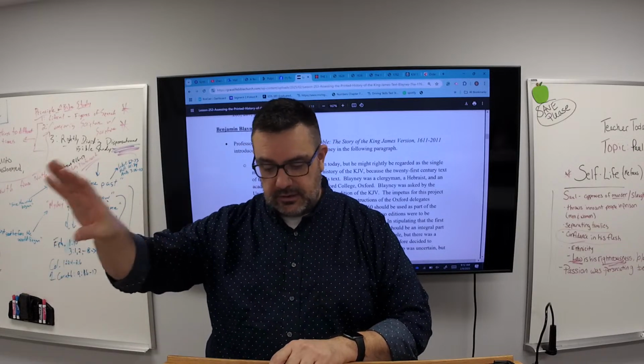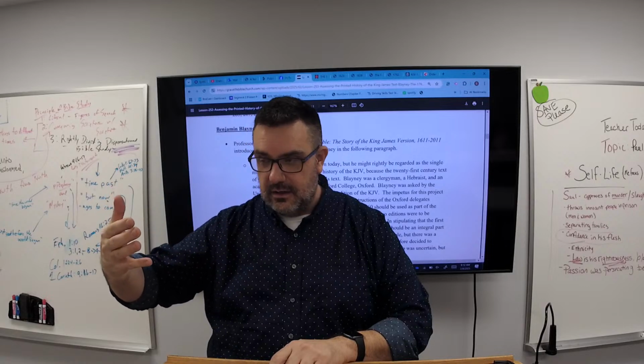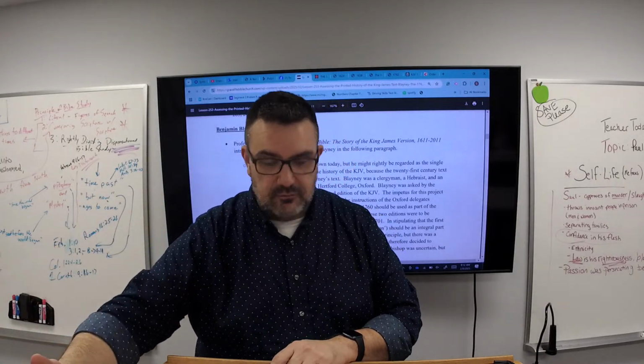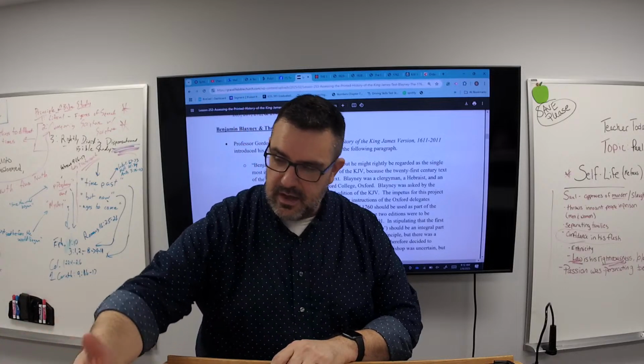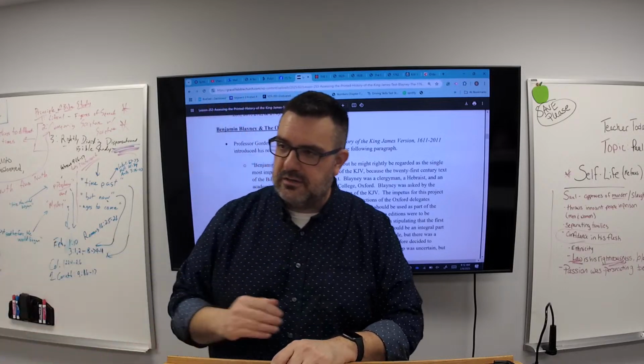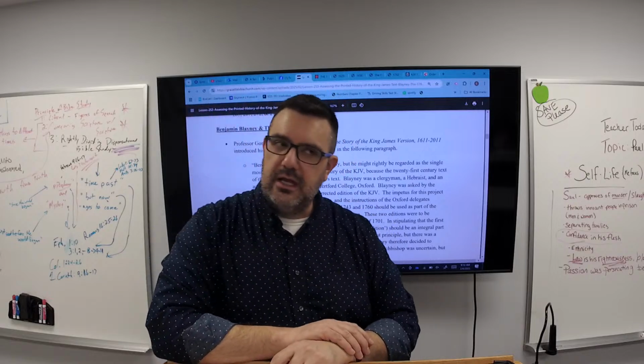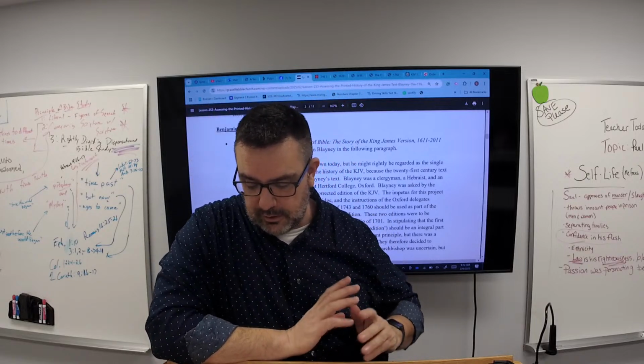Because according to the directions of the Oxford delegates, he was supposed to look at the 1743 text of Blayney and then the 1760 text of Blayney and then go from there. So those would have been his starting points. Those would have been Blayney's starting points as he goes about his work, okay?